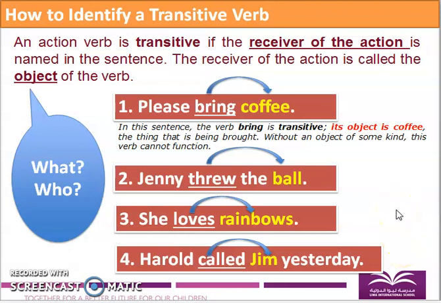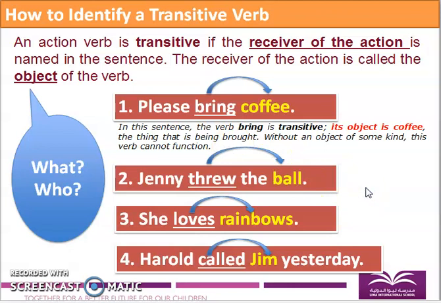Number 1. Please bring coffee. What is our verb here? Bring. And bring is transitive. But why? Because it has an object. And what is the object? Let us ask this question. Please bring what? Coffee. There is an object here. Its object is coffee, the thing that is being brought. Without an object of some kind, this verb cannot function.